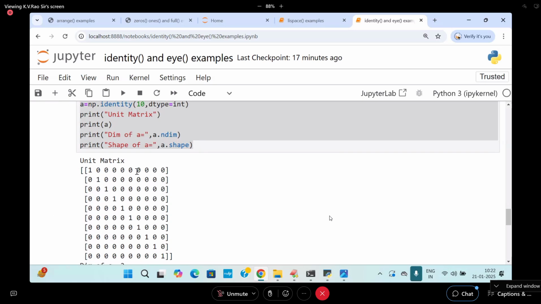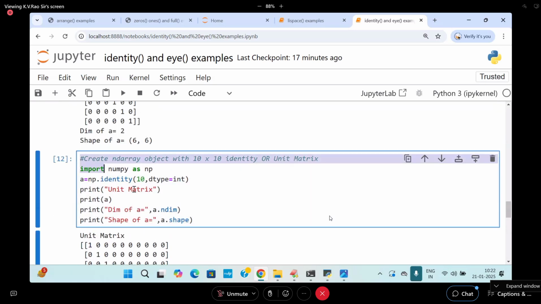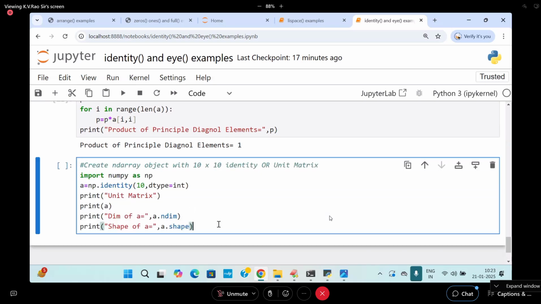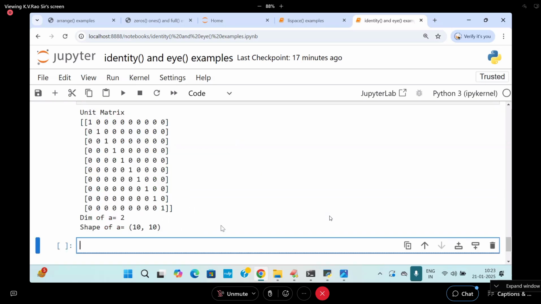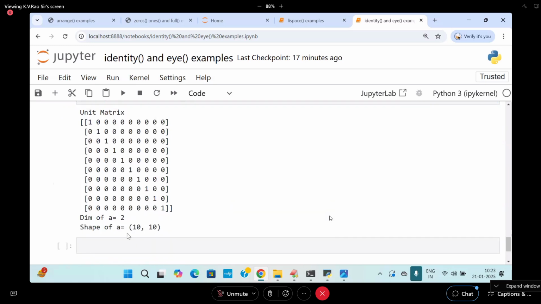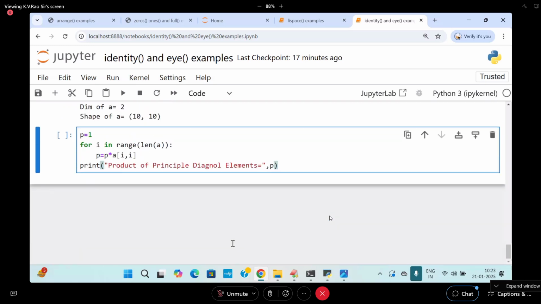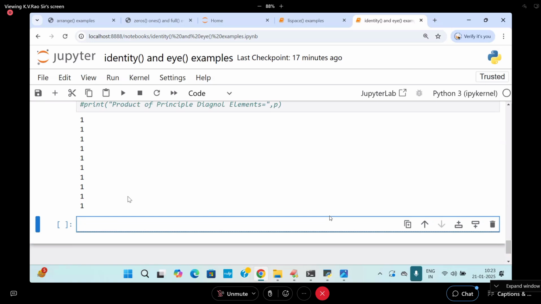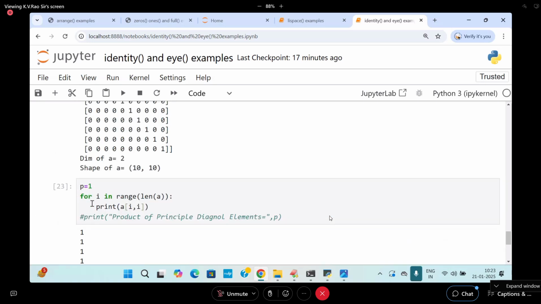Even if we go for this one also, principal diagonal elements, if you take a 10 by 10 matrix, whose product you want to find out, it is also going to be like this. If you are interested to print those values, print A of I, I, keep it commented here. It is going to print how many ones? 10 ones are printed. 10 times if we do the product, what is the product value?